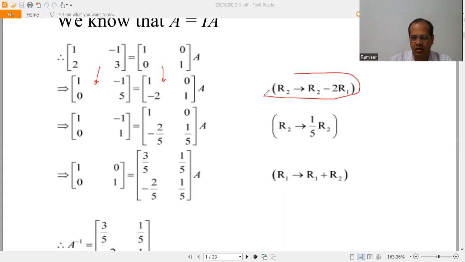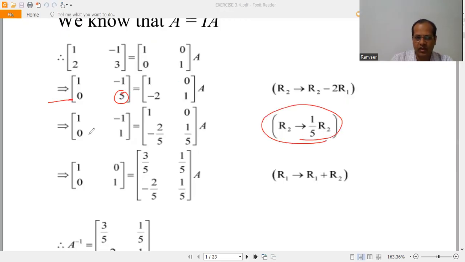Everything is important, whatever operation we have to do, but the technique is that here we have to bring 0 and 0. Now the second step: we see this is 5, so in the second row we have to divide by 5. We apply this operation here and here in the second row. In this row, 1, minus 1 is the same, 0 and 5 becomes 1, and on the right side 1, 0, minus 2 by 5, 1 by 5.